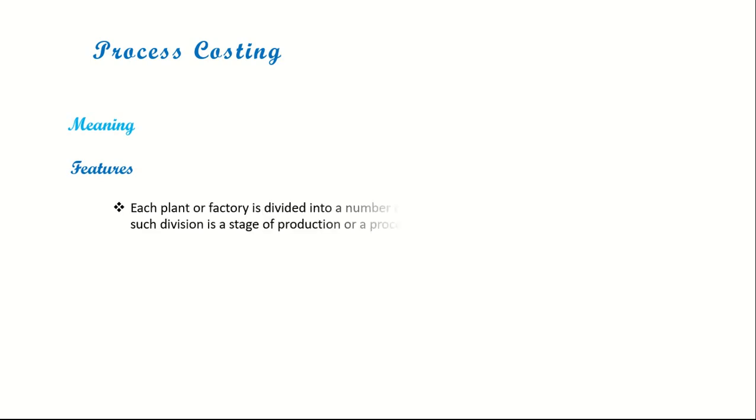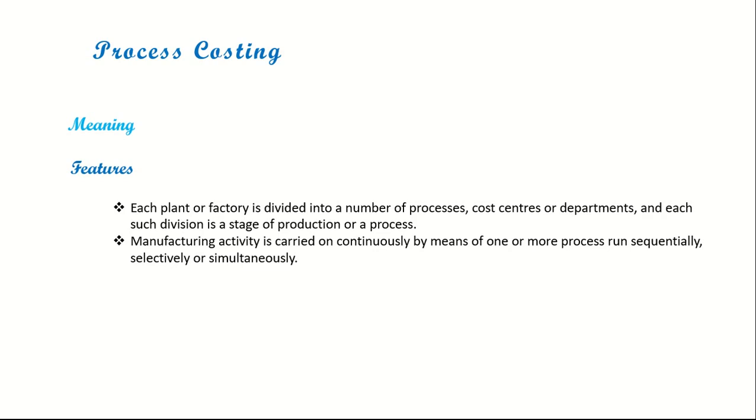Process costing. Meaning. Process costing is a method of costing used in industries where the material has to pass through two or more processes for being converted into a final product. It is defined as a method of cost accounting whereby costs are charged to processes or operations and averaged over units produced. Features. Each plant or factory is divided into a number of processes, cost centers or departments, and each such division is a stage of production or a process.